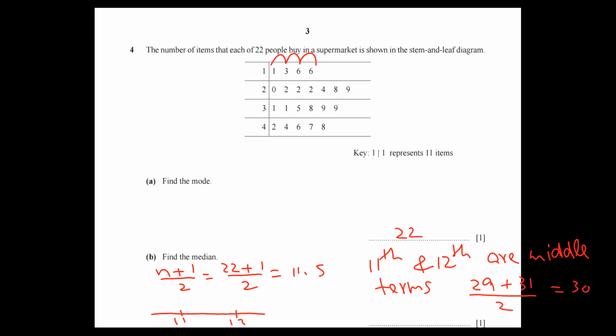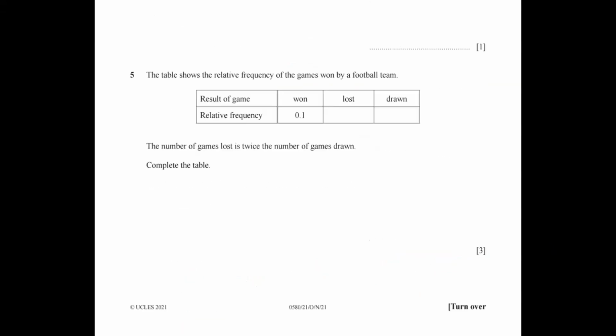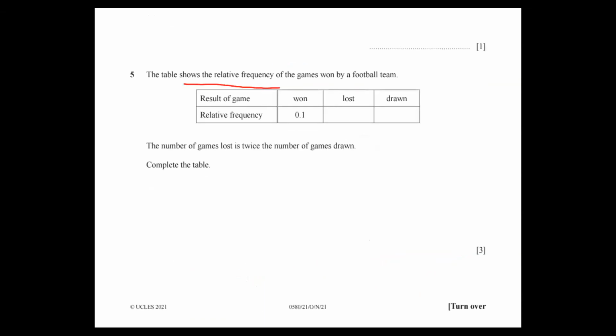And alhamdulillah Rabbil Alameen, this point is also covered. And now I'm going for question number 5. In this question, the relative frequency of the games of a football team is mentioned here, and relative frequency just behaves like a probability. The number of games lost is twice the number of games drawn. He mentions clearly that we have lost and drawn, so lost is 2 times the drawn.